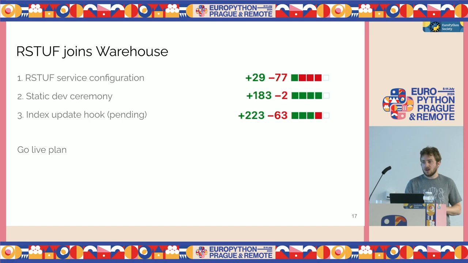Next steps are creating a go live plan, and this is mostly documentation for the PyPI maintainers, how they can enable this in production, how they do the ceremony with the CLI, and how they trigger something that we call back signing, where they sign all the existing indices.